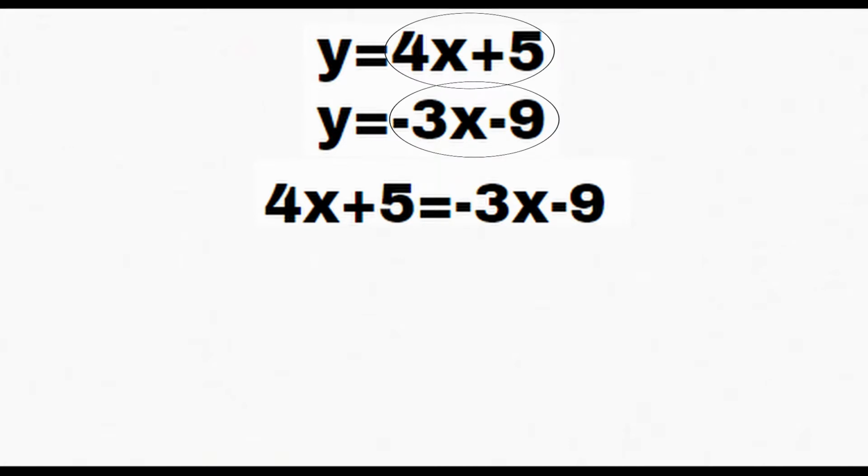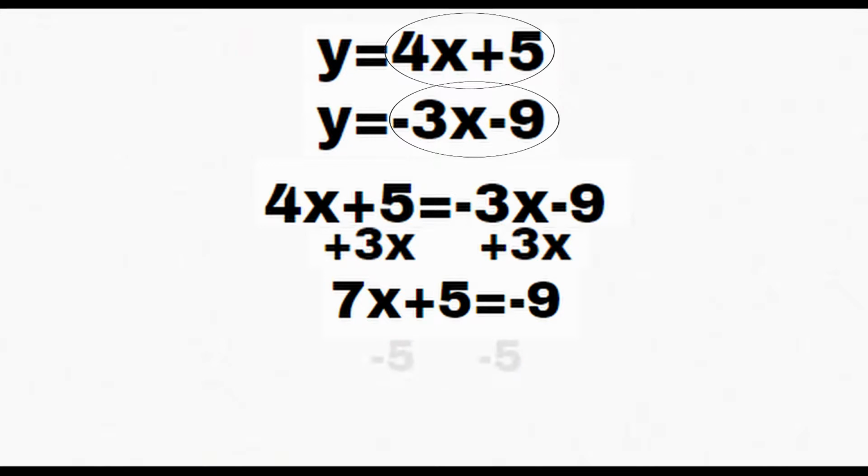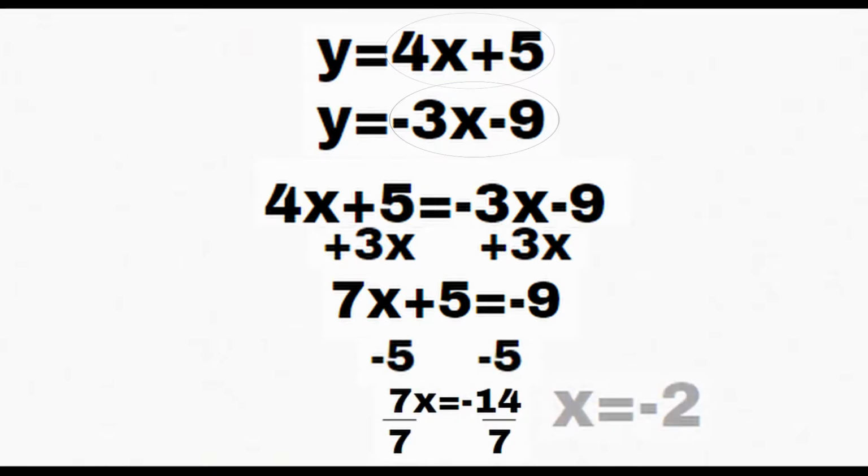After this, we can solve the new equation normally, like one equation, since it is now one equation with one variable. We add 3x, subtract 5, and divide by 7. Note that what you do to one side must also be done to the other. In the end, we get that x equals negative 2.